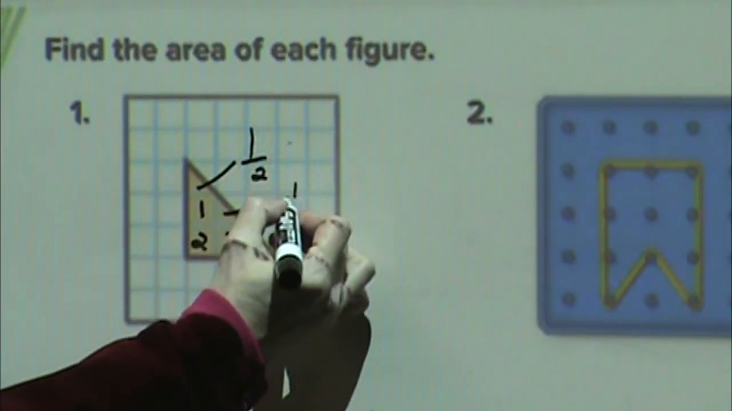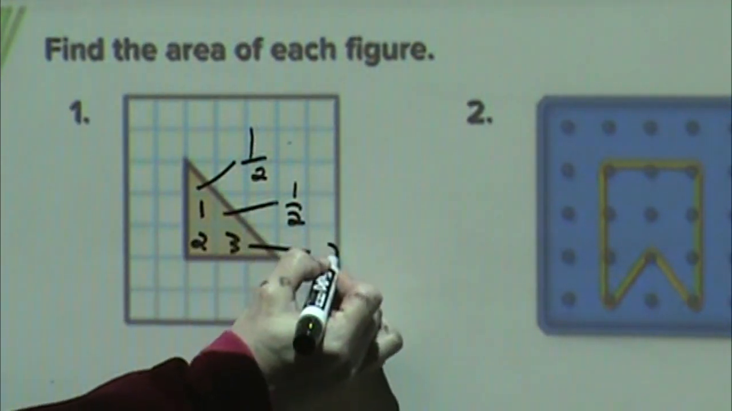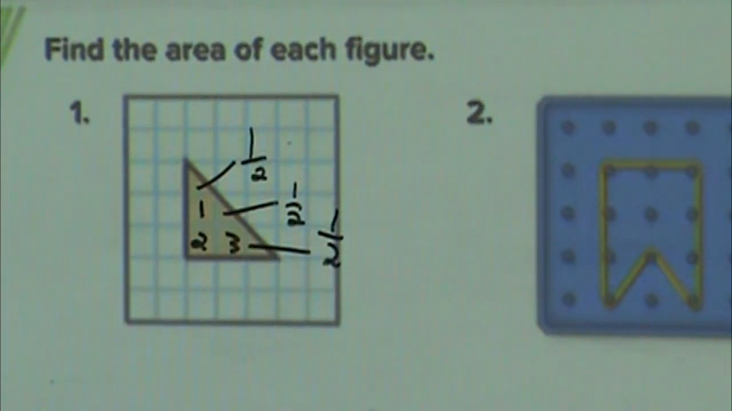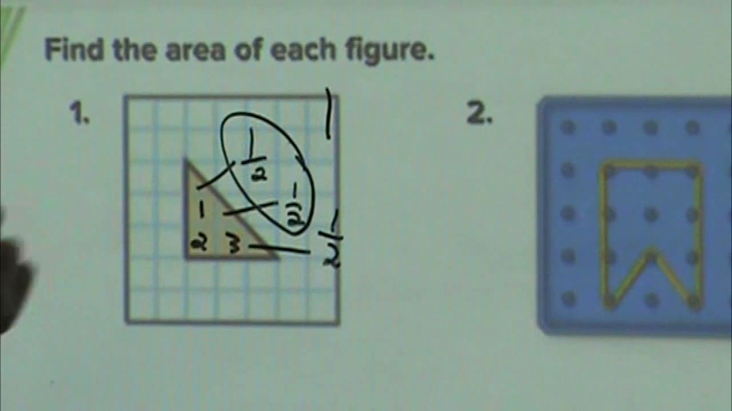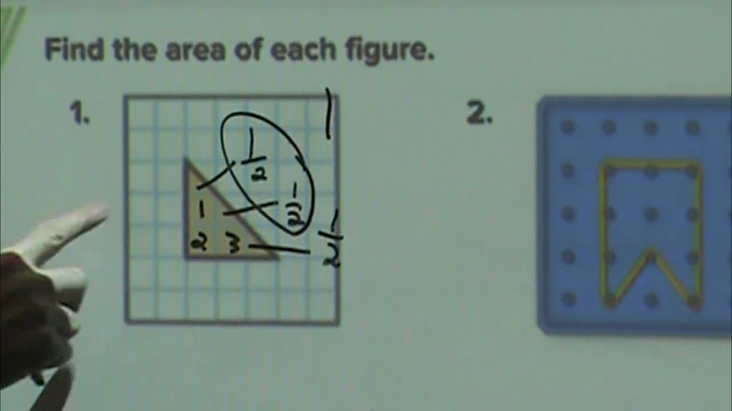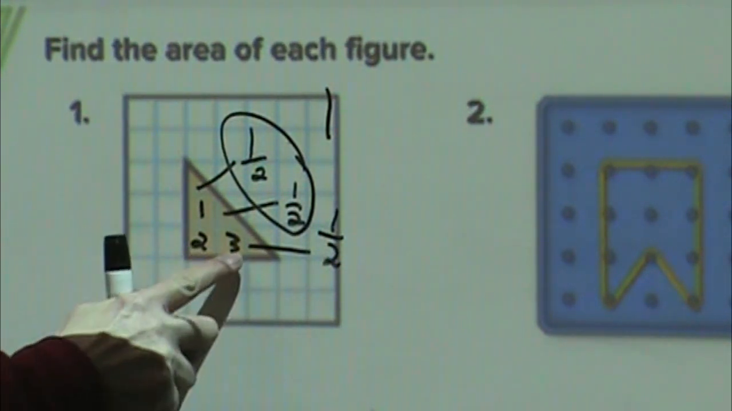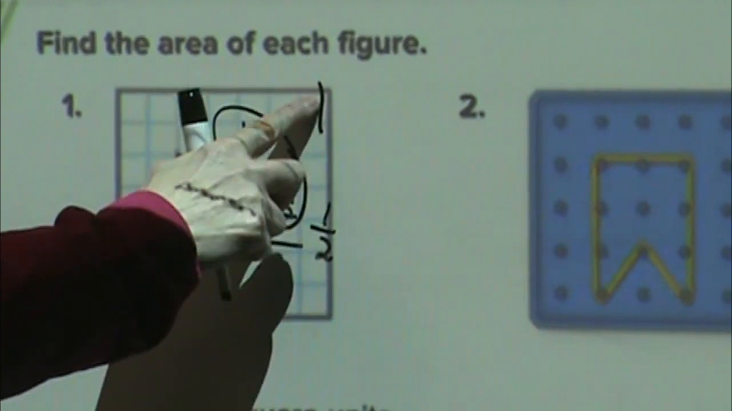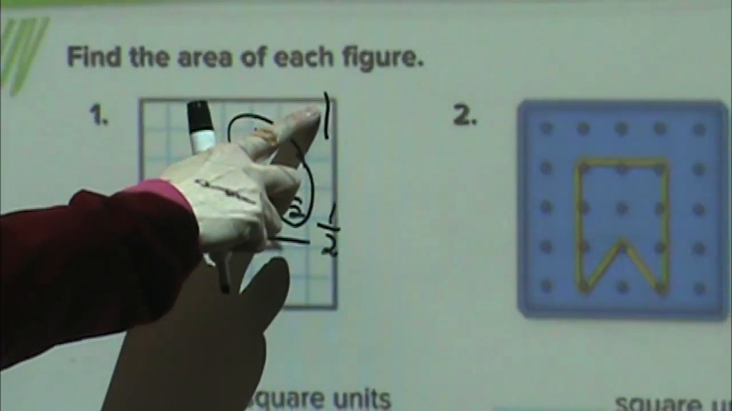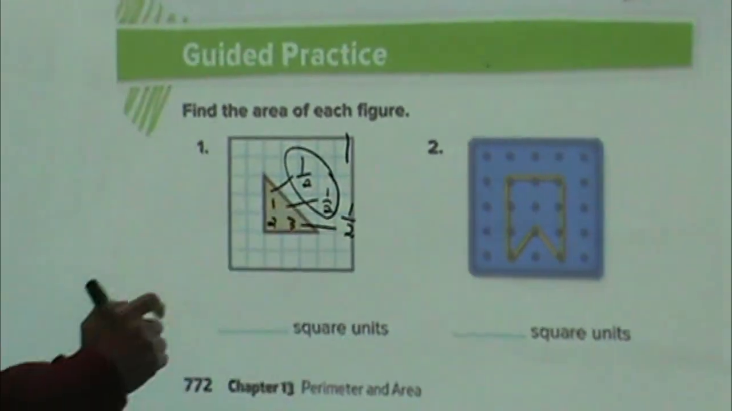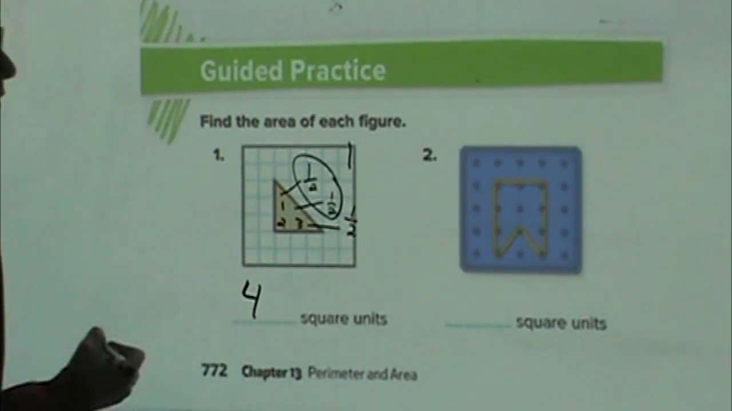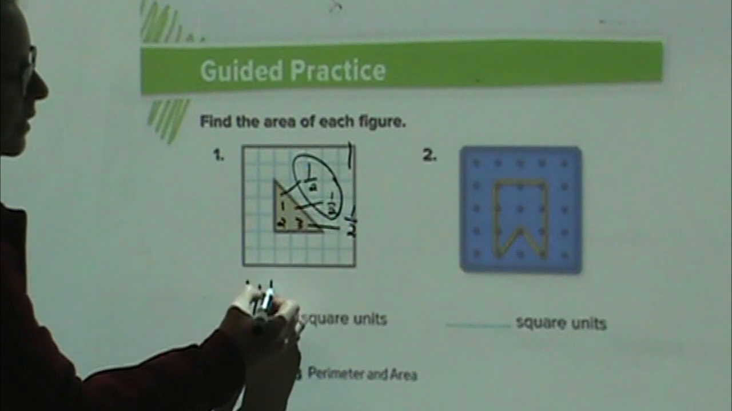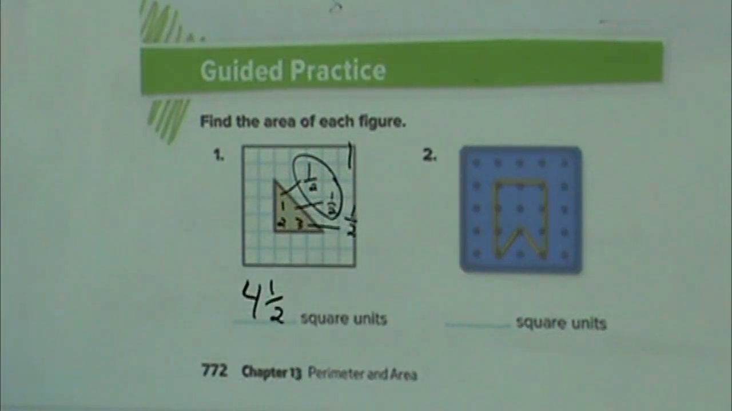There's a half there, and a half here. I'm going to circle 2 halves equals 1 whole. So now I have 1, 2, 3 wholes, plus this whole is 4 wholes, and we still have this half here that we can write. So the answer is 4 wholes and a half. 4 and a half square units.